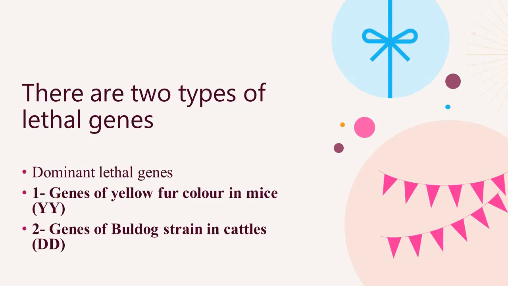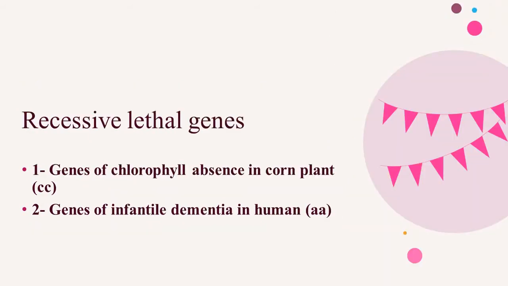And there are two types of lethal gene. Maybe a dominant lethal gene, and this one will die in their offspring, like the yellow fur color in the mice or the gene of the bulldog strain in the cats. Also, it may be found in the recessive lethal genes, pure recessive.